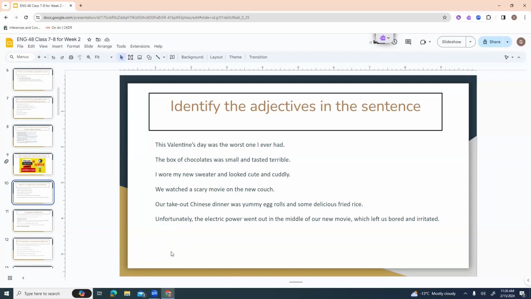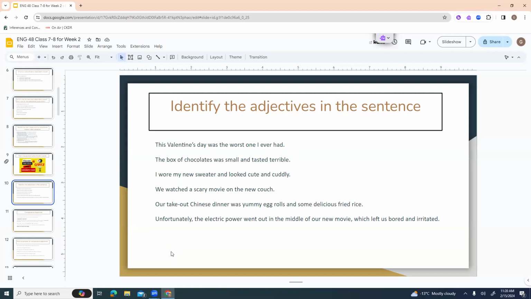Generally, it comes before a noun. Or sometimes it will come after a verb if it is a state of being verb like is, am, was, were, where the adjective is being used to describe the subject, like the day was wet. So wet is the adjective describing day, and was is your state of being verb. So, this Valentine's Day was the worst one I ever had. Apologies to my husband, it wasn't actually, that just was the theme for this one.